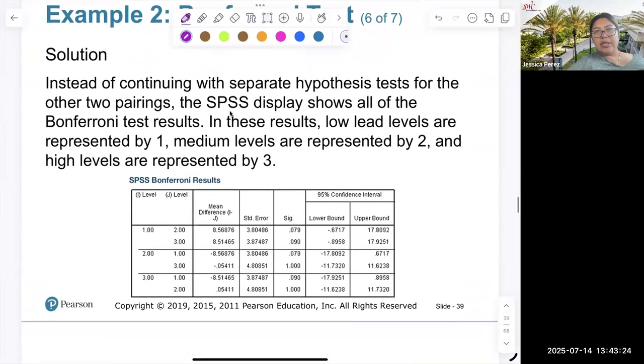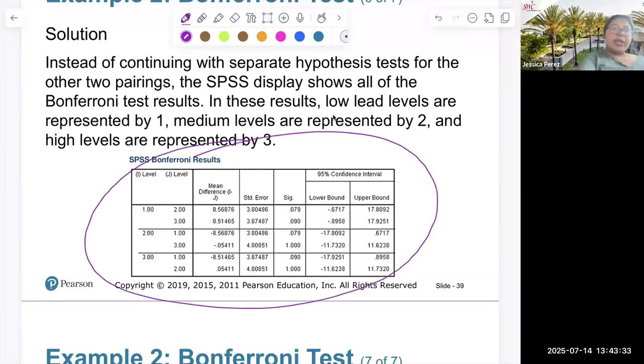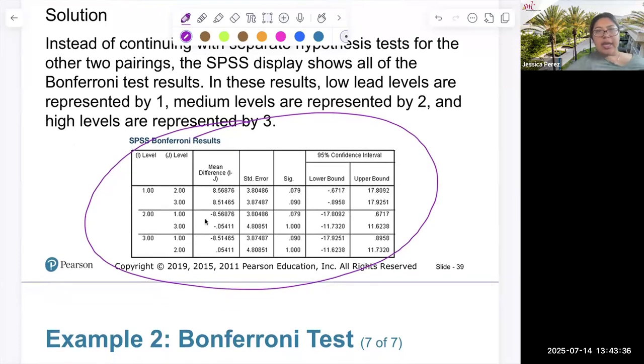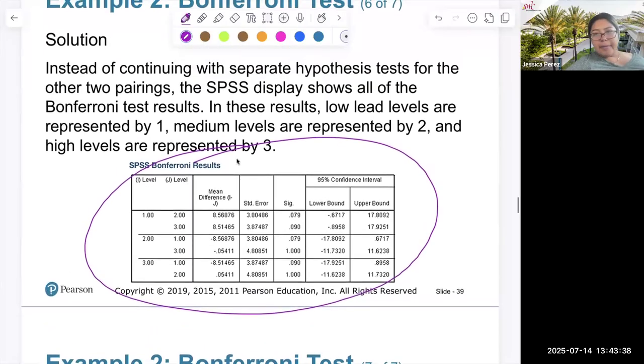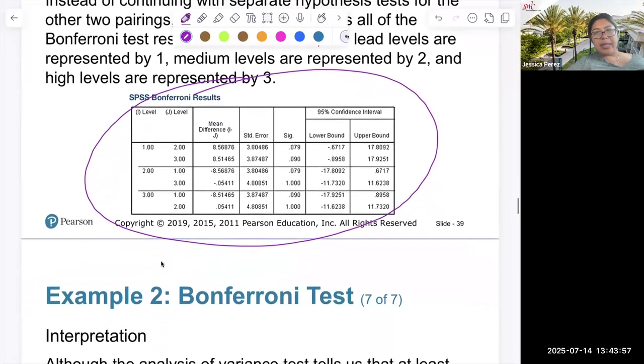So instead of continuing with separate hypothesis tests, we will use the SPSS display to show all of the Bonferroni tests. So this will be given to you. What we're going to look at is the standard error, the significance level, and the mean difference. So this is given. In these results, low levels are represented by 1, the medium level is represented by 2, and the high level is represented by 3.